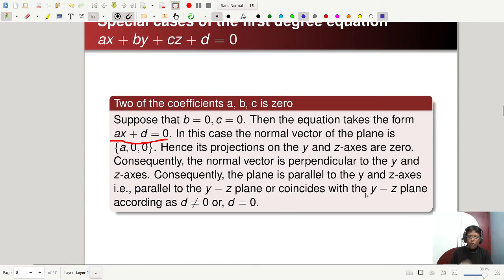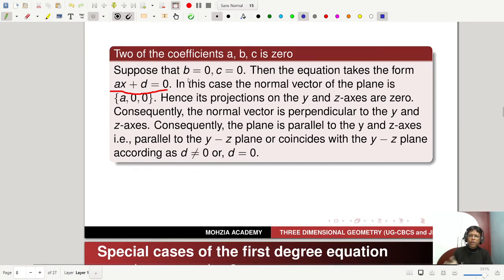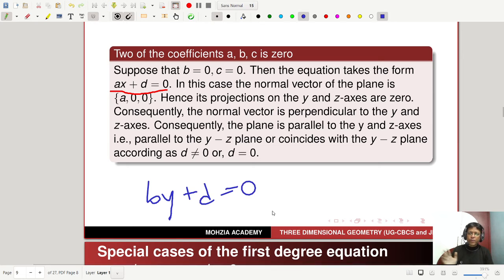And it coincides with the yz plane if d equals 0. So that is the case. Suppose a equals 0 and c equals 0, so that will be by plus d equals 0, right? And that will represent a plane parallel to the xz plane, or passing through the xz plane if d equals 0, right?